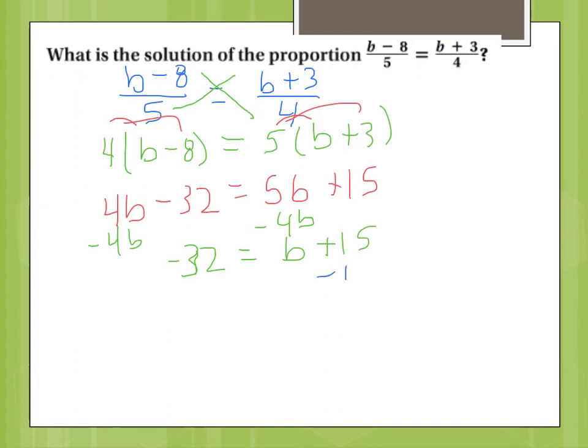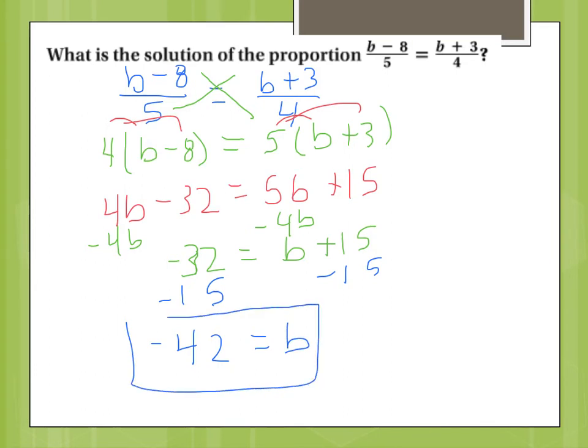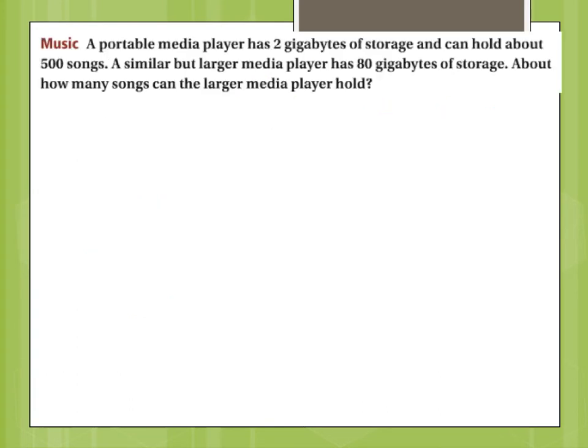And then I'm going to subtract 15, subtract 15. Since they're both negative numbers, I'm going to add them, and I would get negative 42 is equal to b. So that would be my final answer. Again, this is where people typically will mess up. You have to make sure to multiply by the whole thing in parentheses.